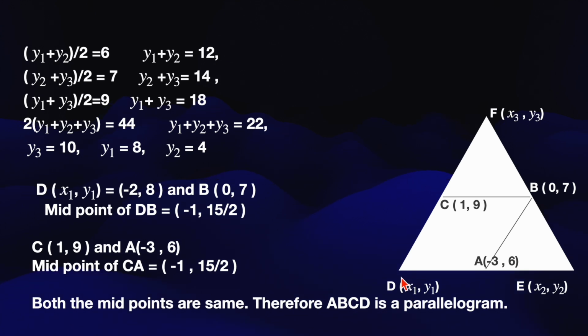Now, let's find the midpoint of this. So, midpoint of DB is (-2 + 0)/2, that is -1, and (8 + 7)/2, 15 by 2. Similarly, find out the midpoint of CA, this diagonal. You can see both are the same. So, the midpoint is the same for both the diagonals. Therefore, ABCD is a parallelogram.